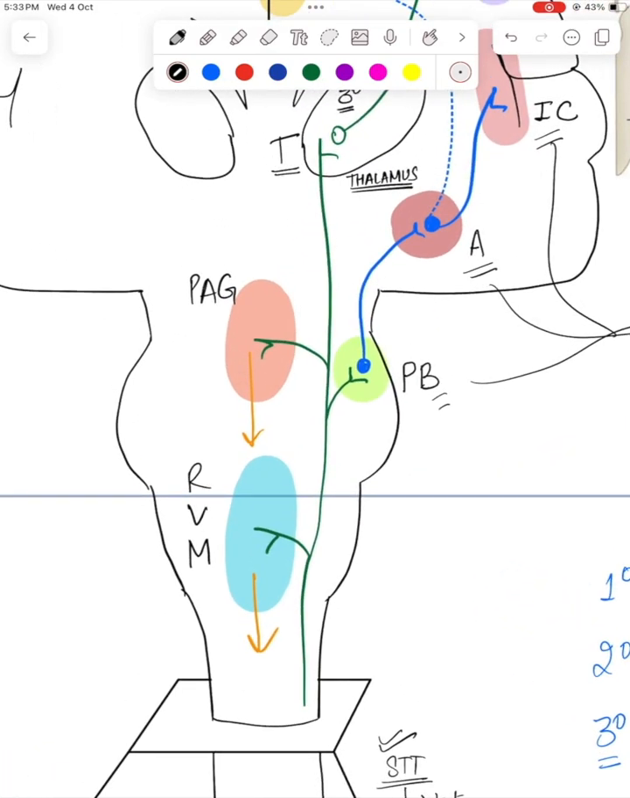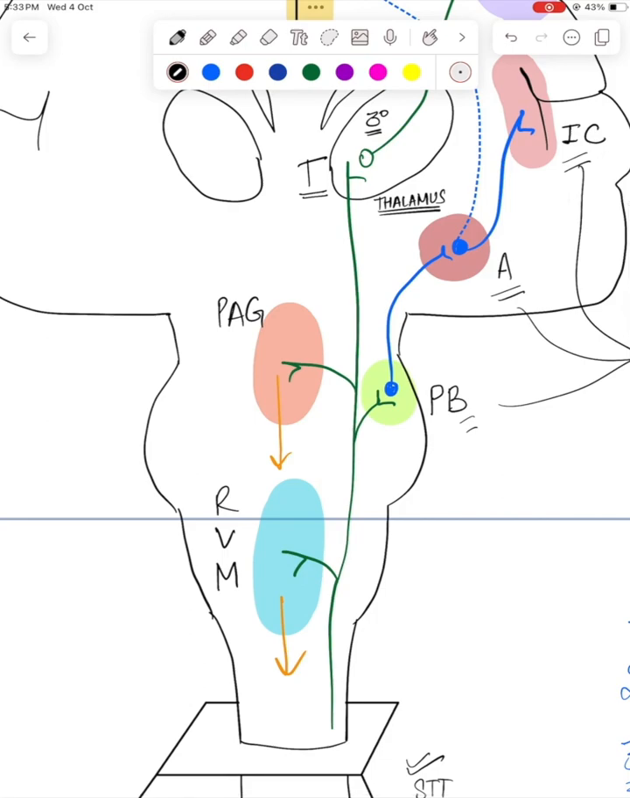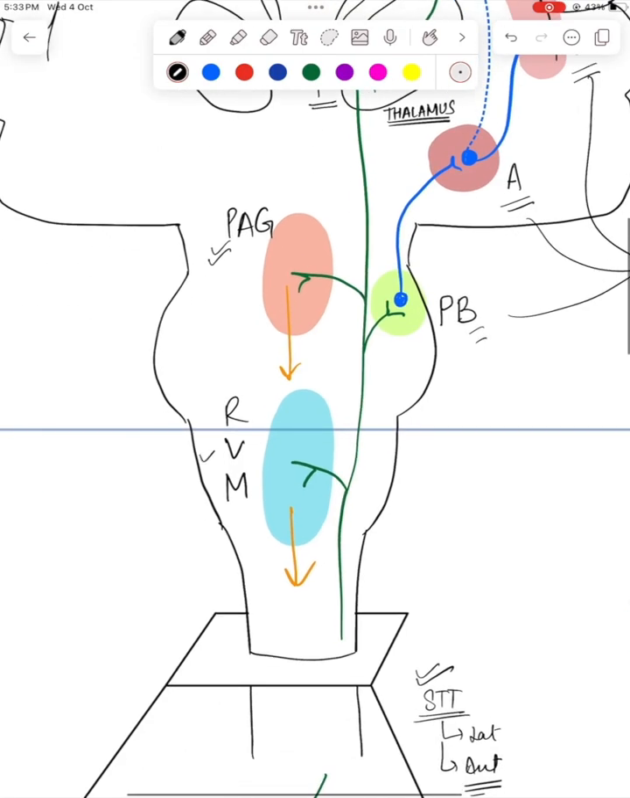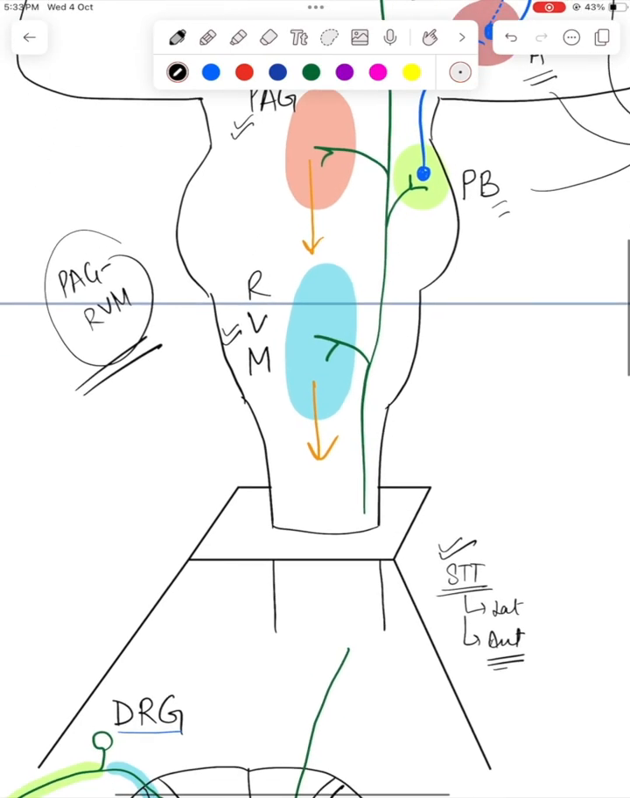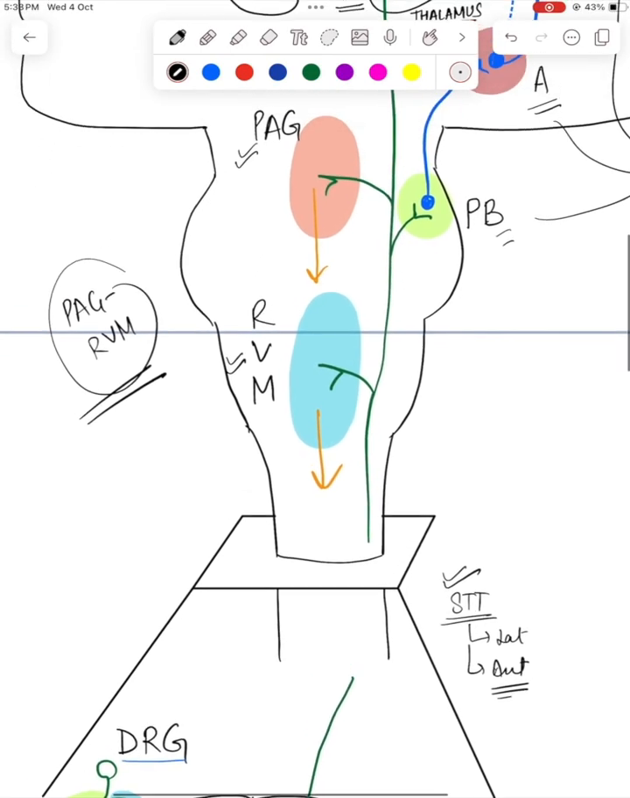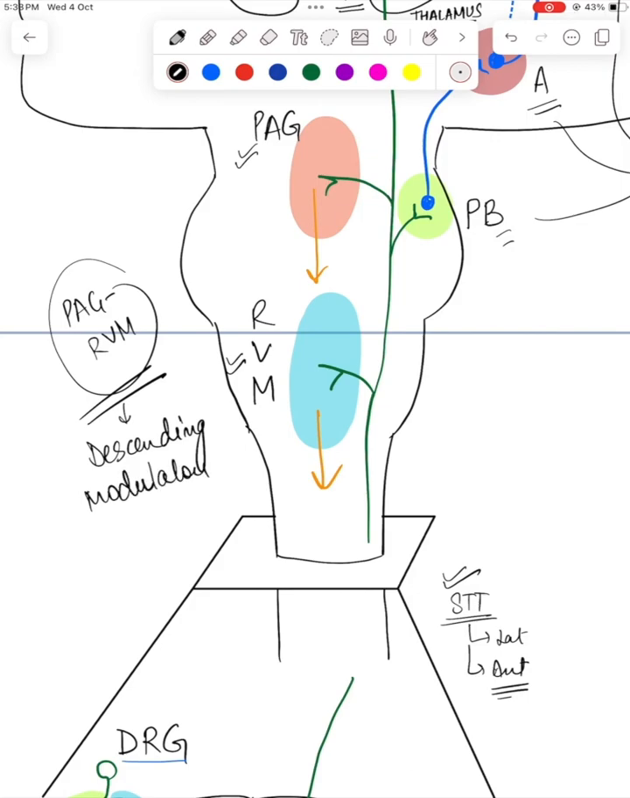Similarly, apart from these connections to the limbic system, the ascending pain pathways also have important connections to the periaqueductal gray and the rostral ventromedial medulla. Now, the PAG RVM system is a very, very important system, as we will come to know just a little later, because it is a very important site of the action of opioids. But suffice to say that the PAG RVM system is essentially the descending modulatory influence on the pain pathway.